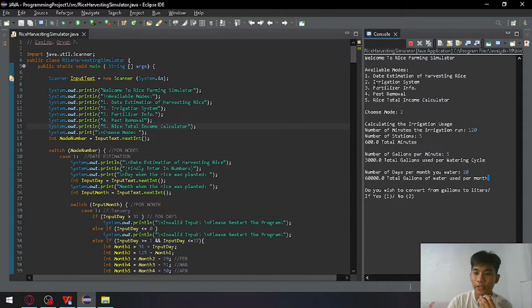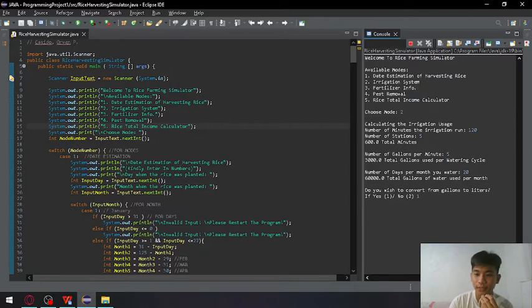So the goal of this irrigation system is to compute how much volume of water we use per month. Next, since gallons is not commonly used here, my program is designed to convert gallons to liters.